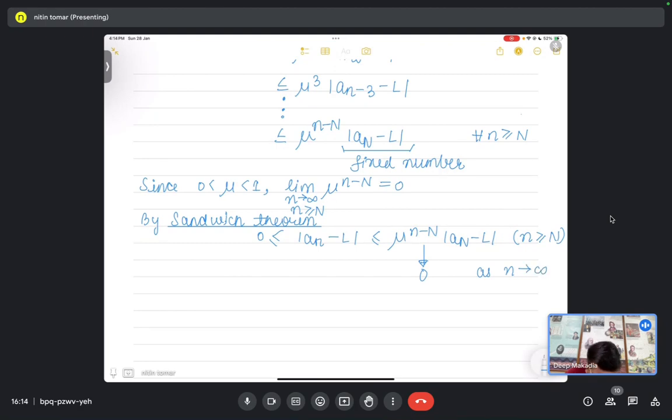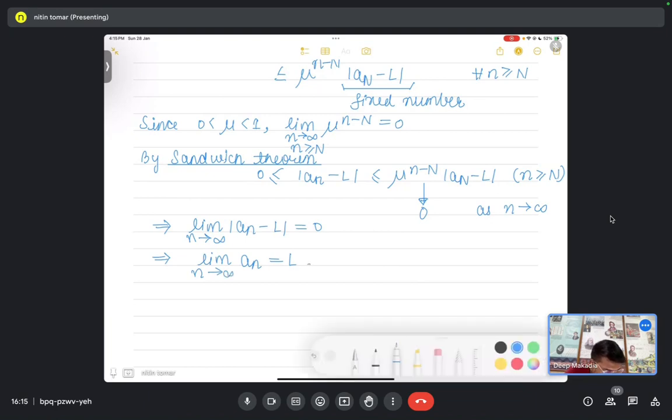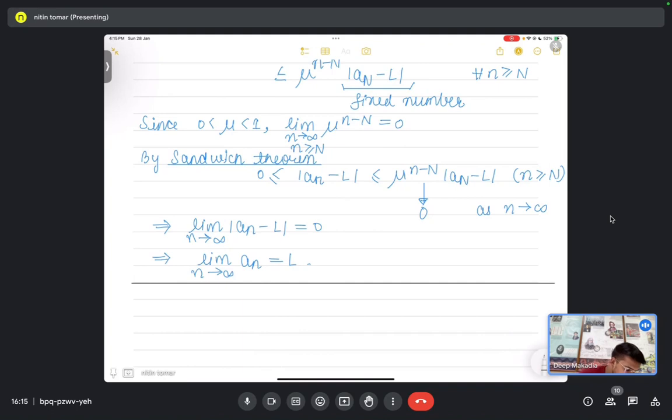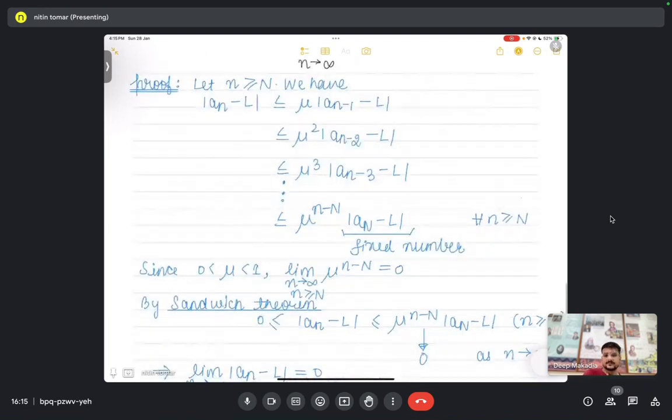So by sandwich theorem, what should you be able to conclude? The middle one also goes to 0. That is, the limit of |a_n - L| is 0. Am I correct? But this is precisely saying that the limit of a_n is L. So hence we have proved it. This was not difficult, was it? So where have we used the fact that mu is between 0 and 1? We have used this fact, right? Exactly. So this information was a crucial piece of information.